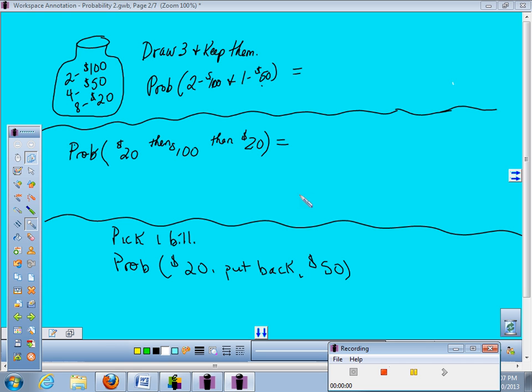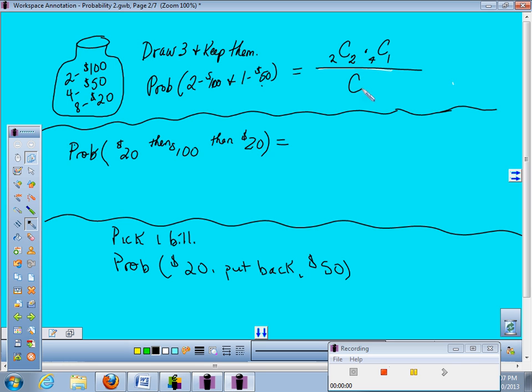Are you choosing groups of objects? Yeah, we're choosing groups. So yes, this one works with combinations. So if I'm doing combinations and I want to pick $200 bills, how many hundreds are there to pick from? Two, and I want two of them. Okay, then I need to pick the 150. How many 50s are there? Four, and I'm going to pick one of them.